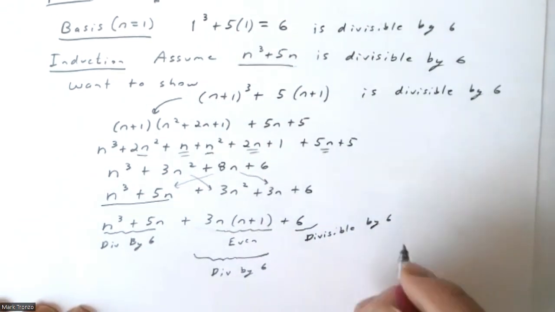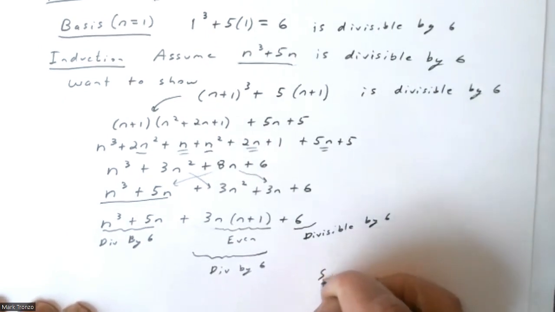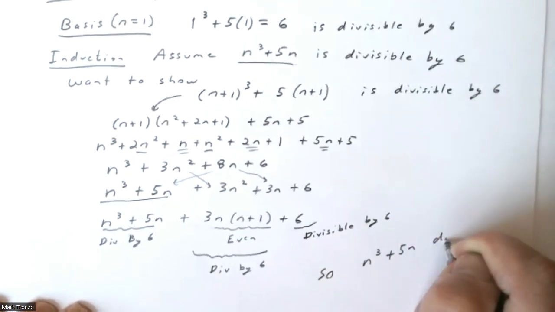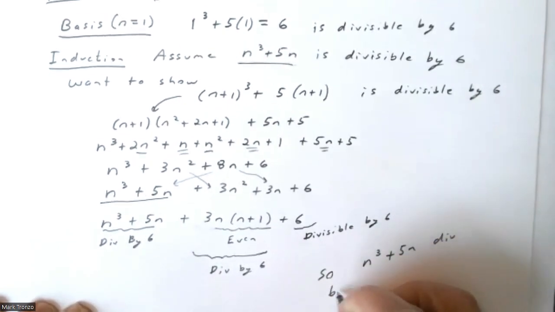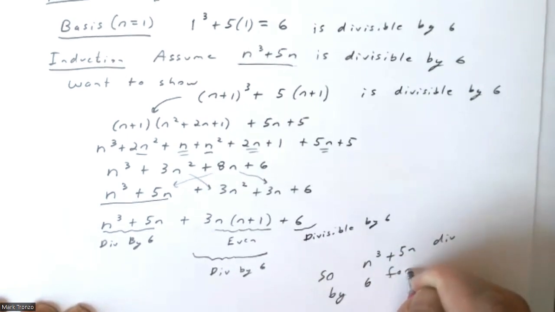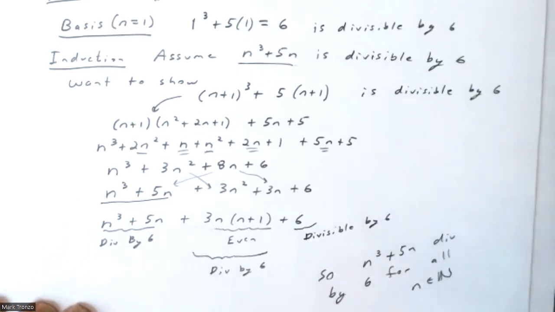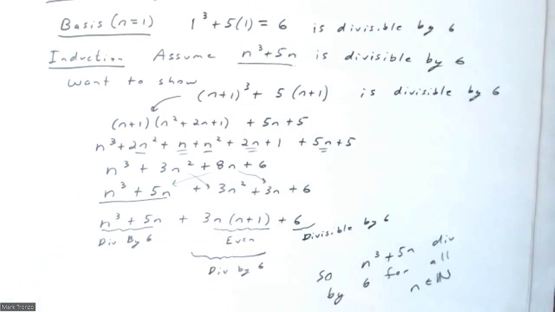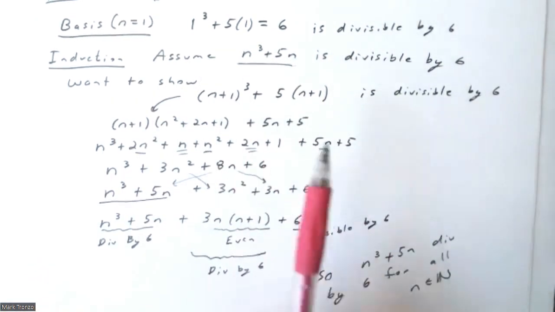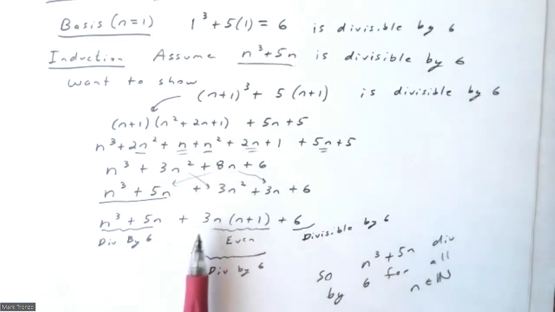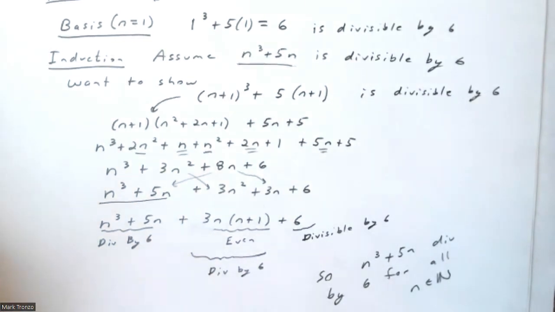So we've proved n cubed plus 5n is divisible by 6 for all n in the natural numbers. Any questions on that? So we did the base case. We were allowed to assume that this was true. Then we went here and showed that this was true. Any questions at all?